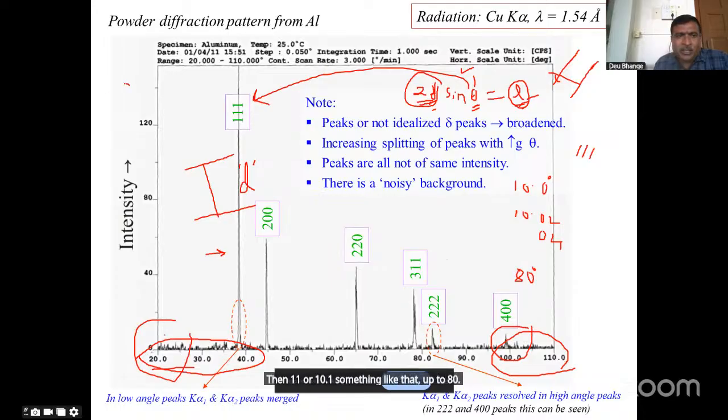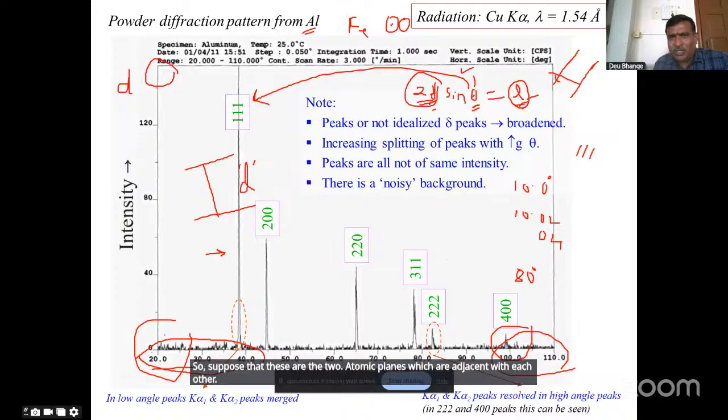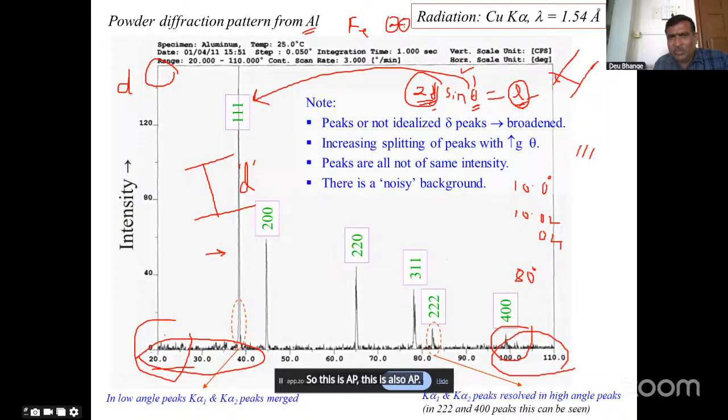But for d, there are certain sets of planes present in the crystal. So if you change the crystal, for example, if you change Al to Fe, the size of Al will be different, the size of Fe will be different. Suppose these are two atomic planes which are adjacent to each other. This is Fe, this is also Fe. If this d is d_Fe, the size of Fe is different from the size of Al, so this d will be different from the d present in the aluminum lattice.